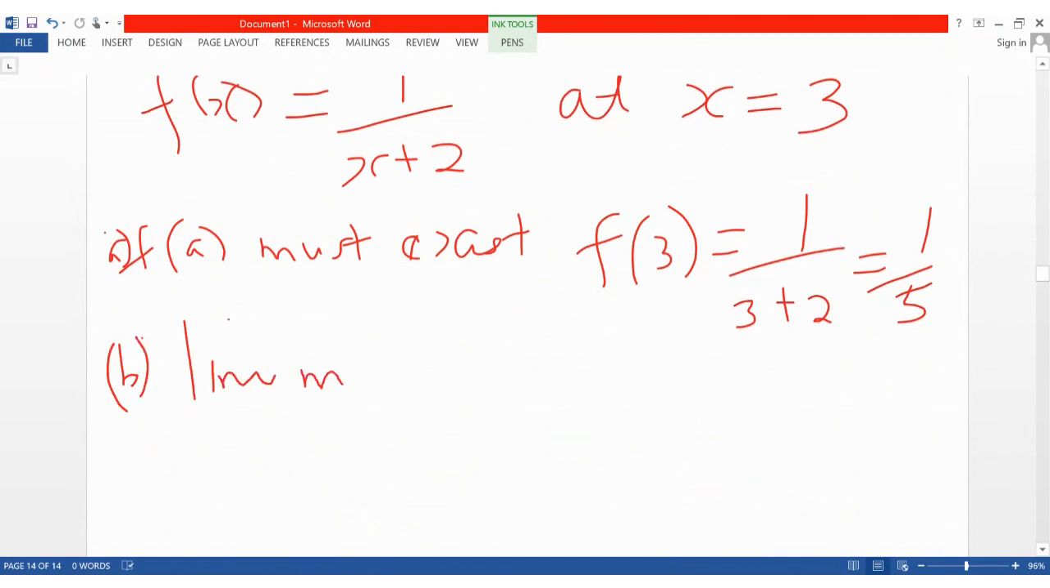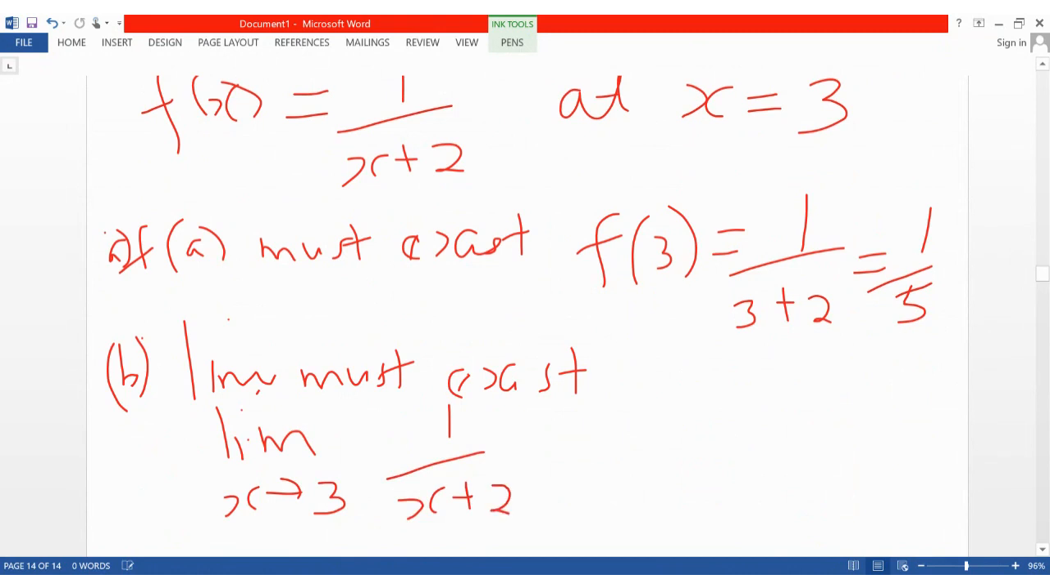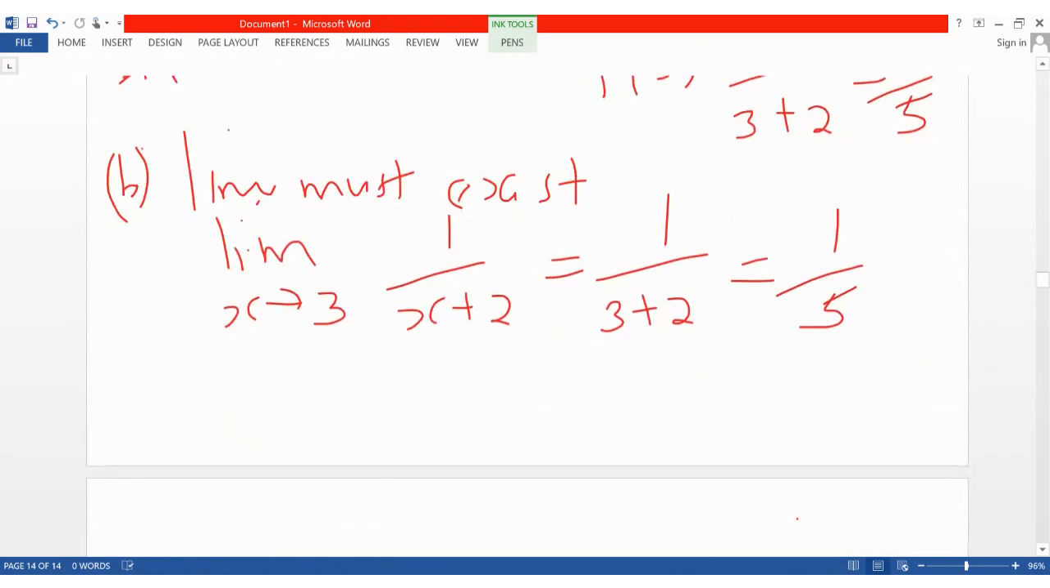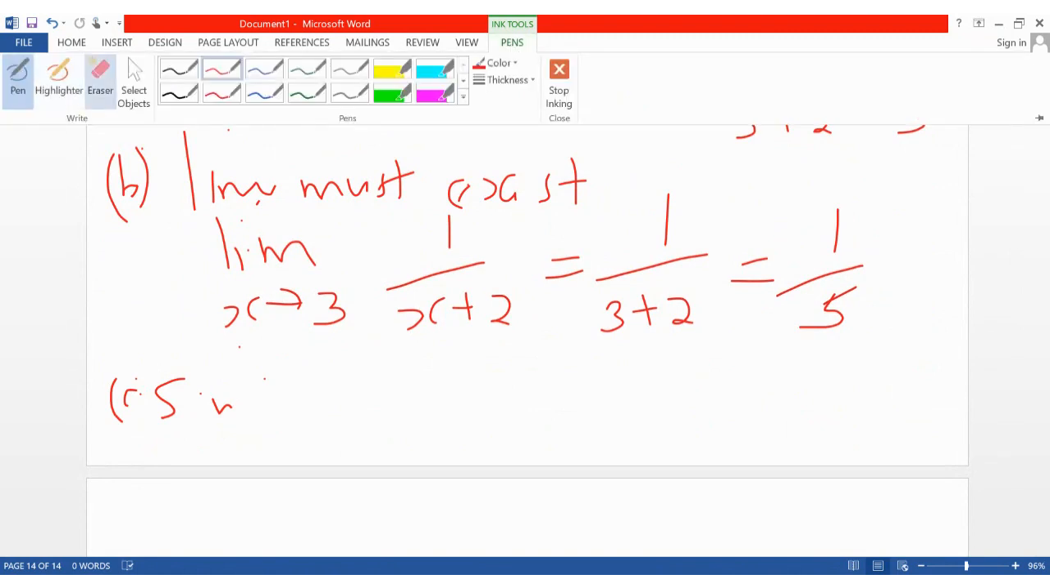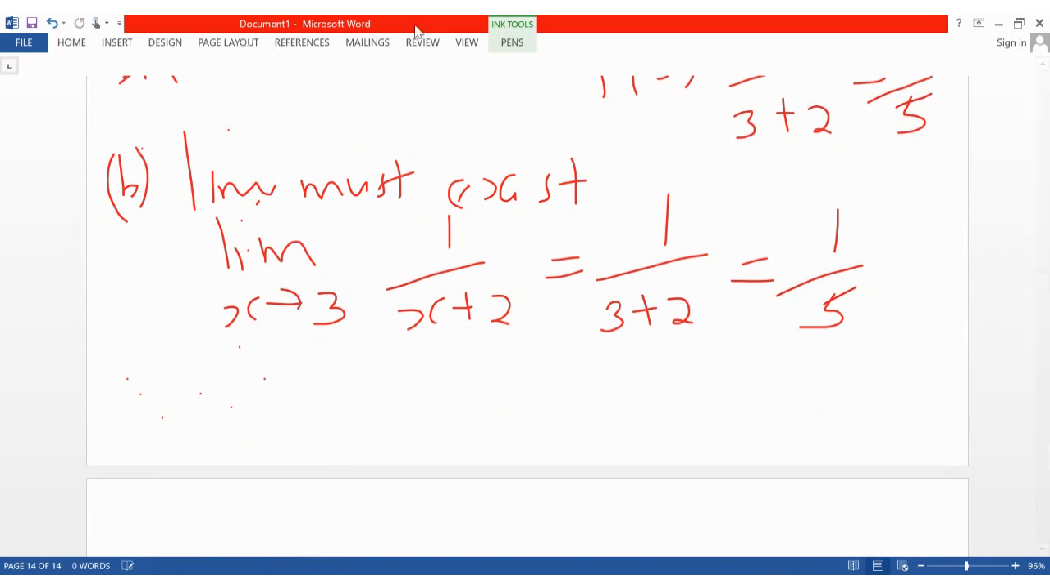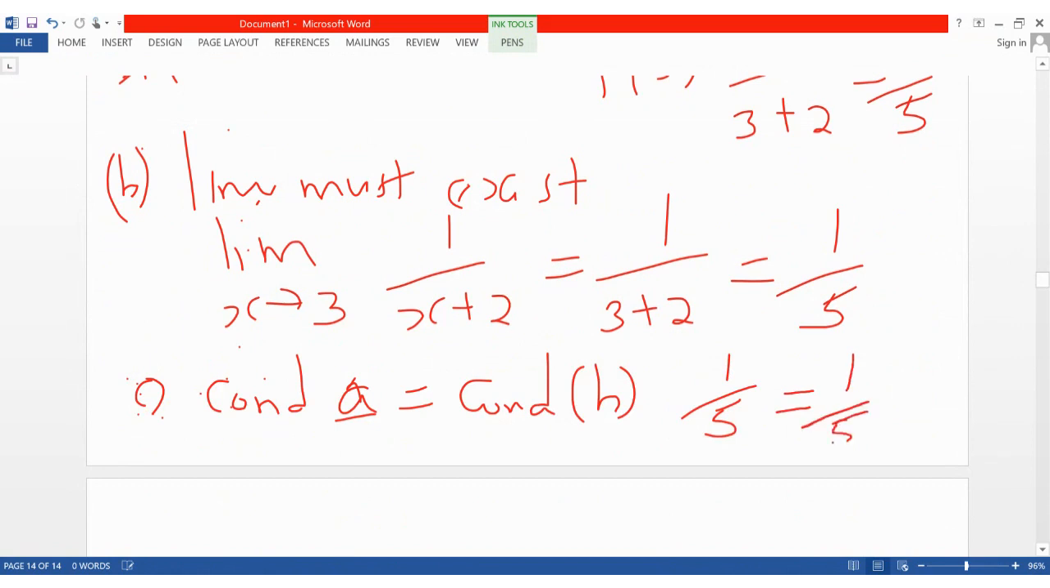The second one: the limit must exist. Let's get the limit as x approaches 3 of 1 all over x plus 2, the same as 1 over 3 plus 2, the same as 1 over 5. Now you can see condition A is equal to condition B. Yes, 1 over 5 is the same as 1 over 5. So it is continuous.